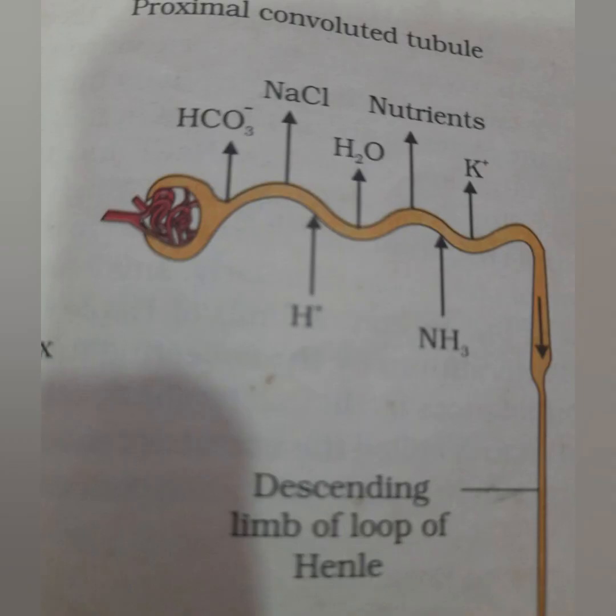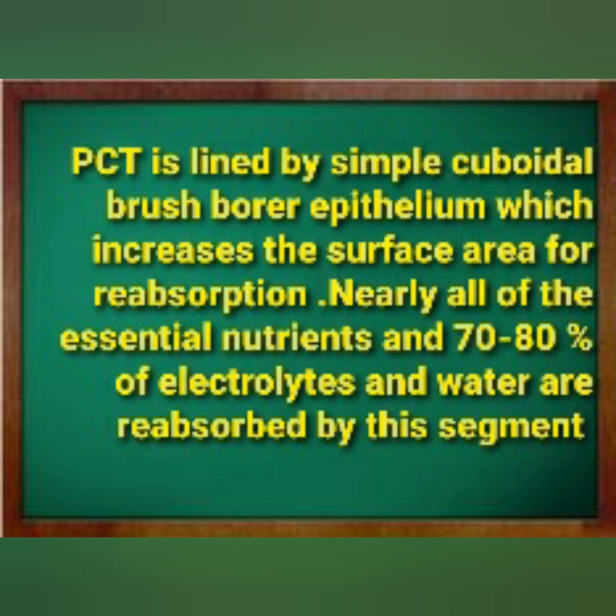Here you can see the extended view of the proximal convoluted tubule, which reabsorbs about 80% of electrolytes and water. And this proximal convoluted tubule, or PCT, also helps to maintain the pH and ionic balance of the body fluids by selective secretion of hydrogen and potassium ions.